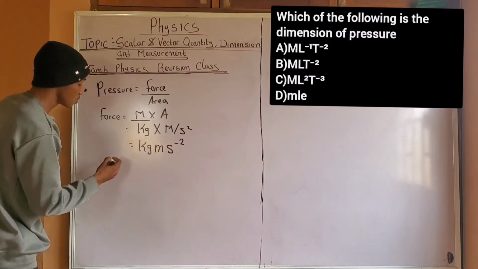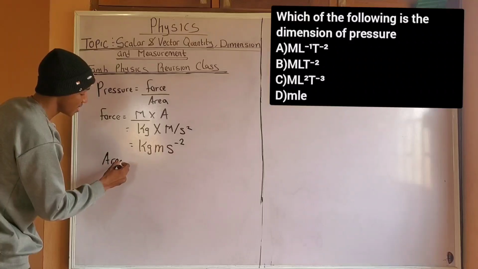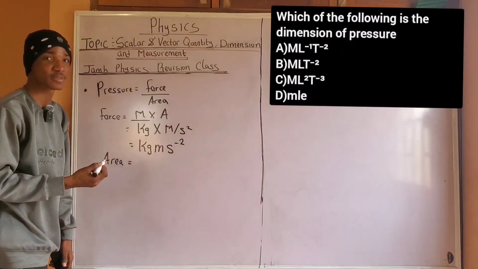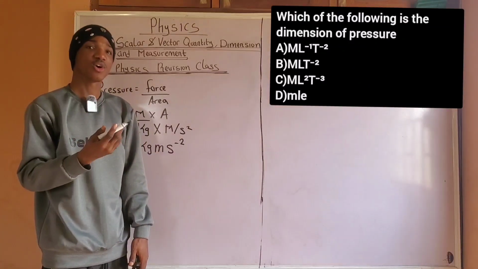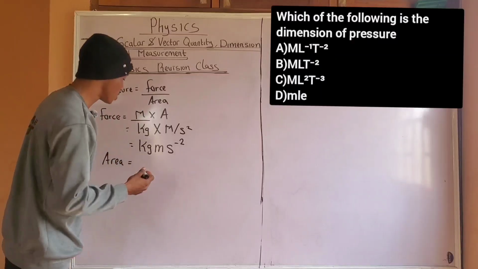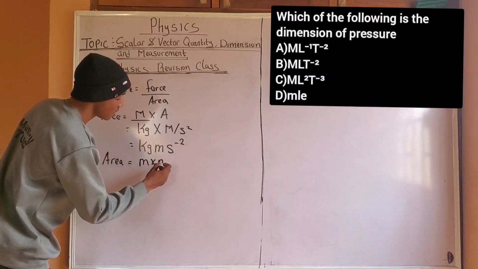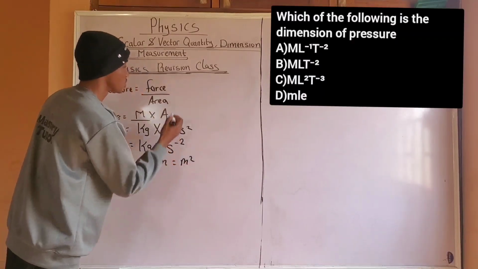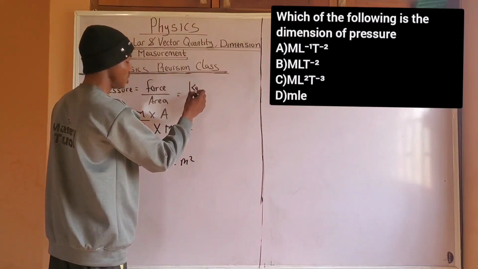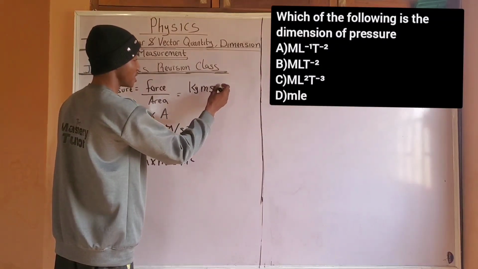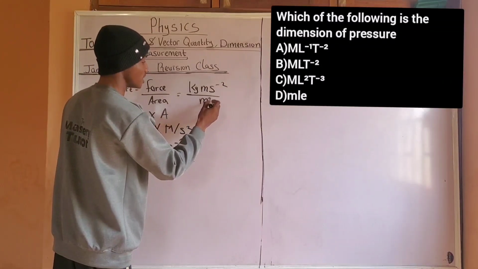Now, let us look for the area. Area is equal to length times breadth. And length is in meter. Also, breadth is in meter. So I'm going to have meter times meter, which is meter squared. So this will become kg m s raised to the power -2 all over m squared, right?